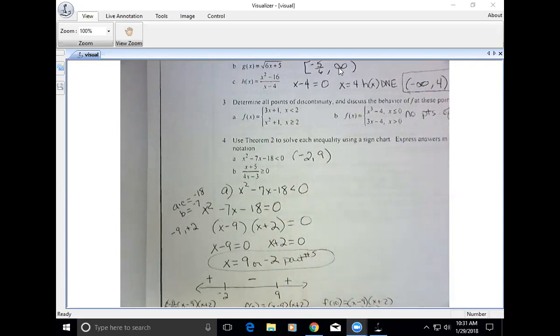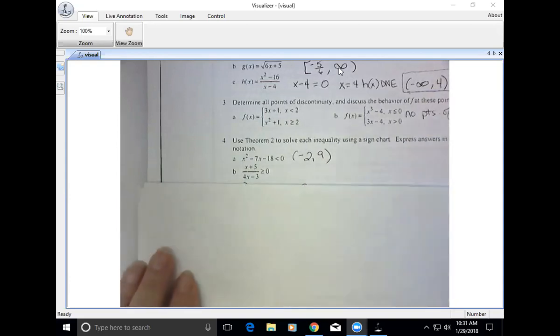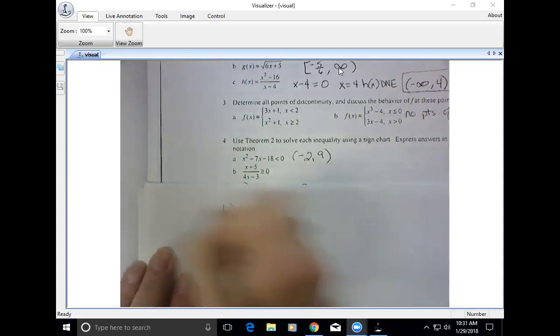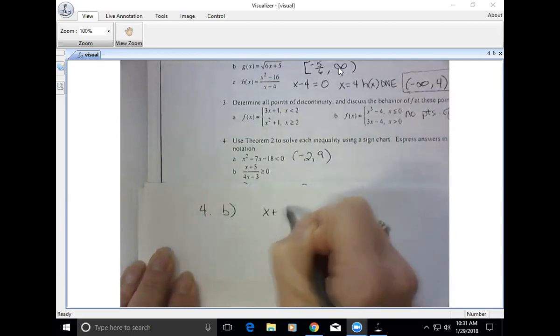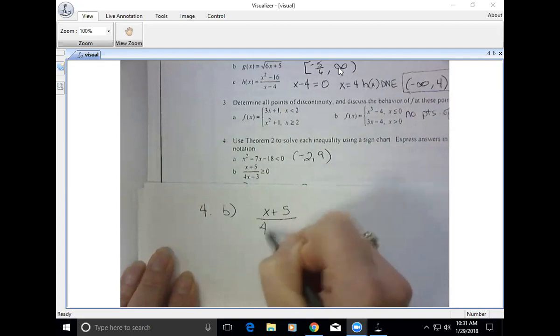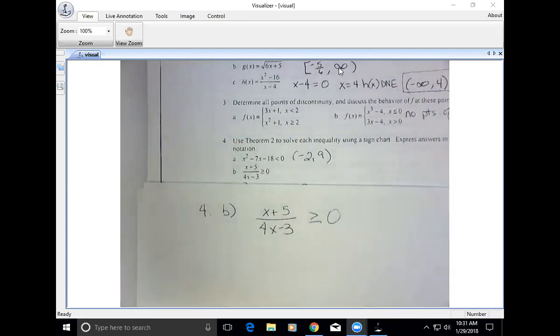Okay, now I think I'll do this to do B. So we've got a little more room. Our function is x plus 5 over 4x minus 3, and we want to know when it's greater than or equal to 0. Okay, so what do you think we need to find first?